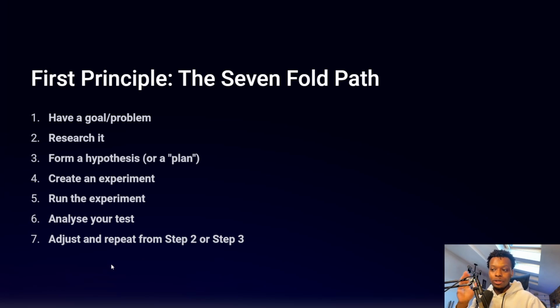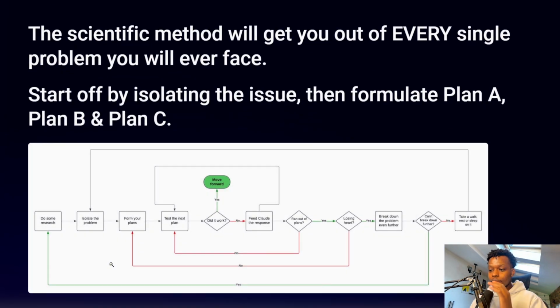And the principle behind this is called the sevenfold path. Now, if you just gloss over it right now, what you'll realize is that this is the scientific method in a nutshell. Have a goal or problem, research it, form a hypothesis, or what I like to say is a plan, create the experiment, run the experiment, analyze your test, and then adjust and repeat from either step 2 or step 3. And this is probably the easiest way for me to explain it, because if you follow this, you will solve every single problem you will ever run into. The scientific method alone will get you out of every single problem you will ever face.